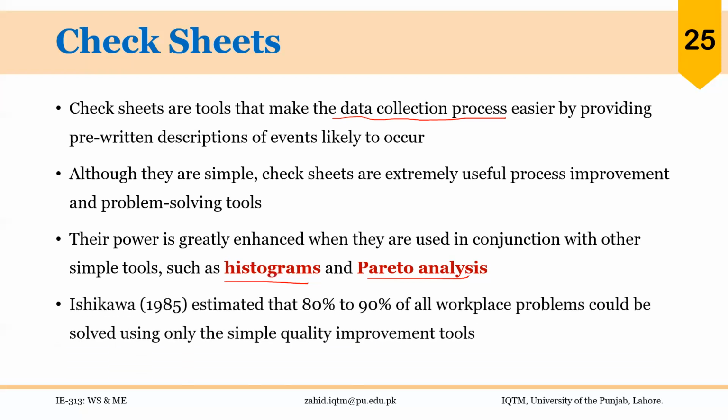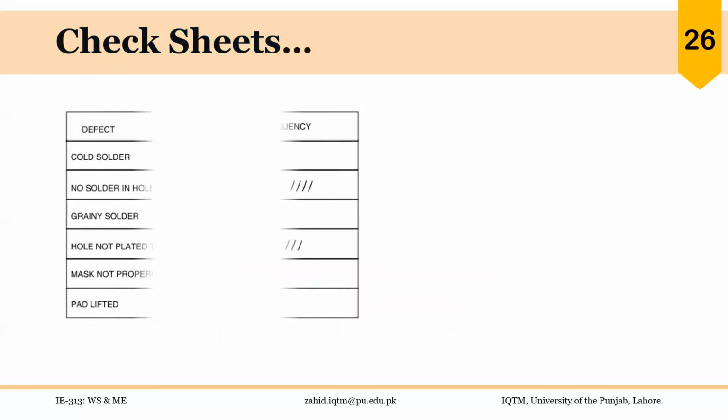This is a very important point by Ishikawa, that he estimated that 80 to 90% of all workplace problems could be solved using only the simple quality improvement tools like check sheets, fishbone diagram, Pareto analysis, control charts, and others. So that is very important. So we should not underestimate the simple tools like check sheets, fishbone diagram, or Pareto analysis, and others.